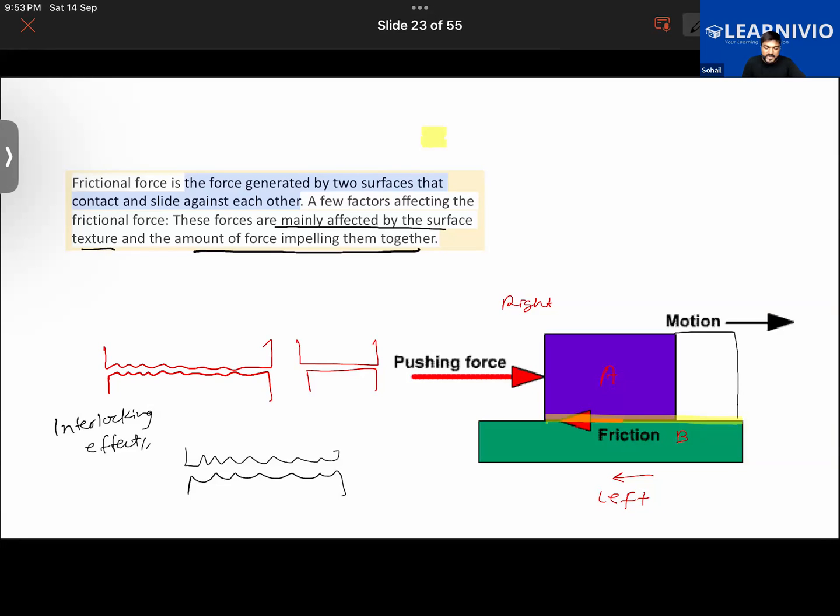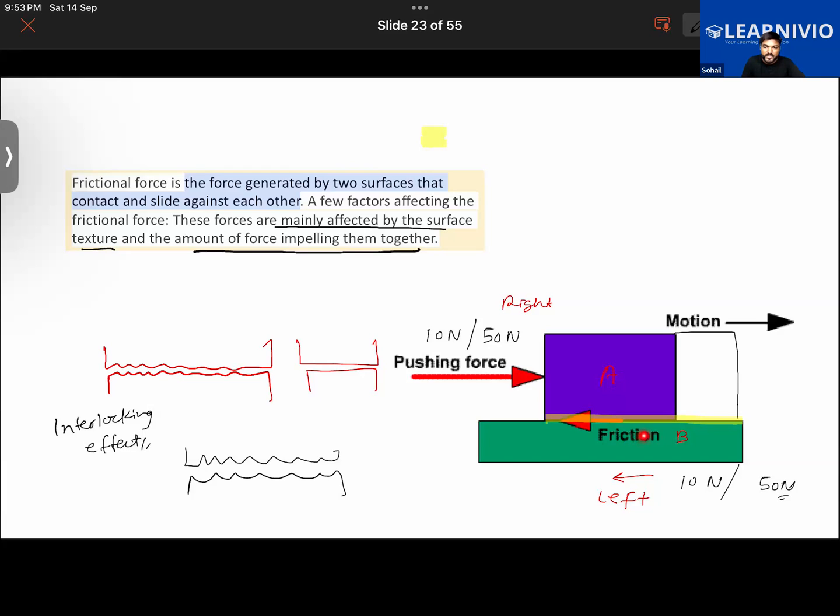Or say that if I were to push them with a greater force. Earlier, let us say I was pushing it with a force of 10 Newton, so the force of friction was also, let us say, 10 Newton. But say that now I am pushing it with a force of 50 Newton, so the frictional force also increases to 50 Newton. Getting it, guys, what I'm trying to say?